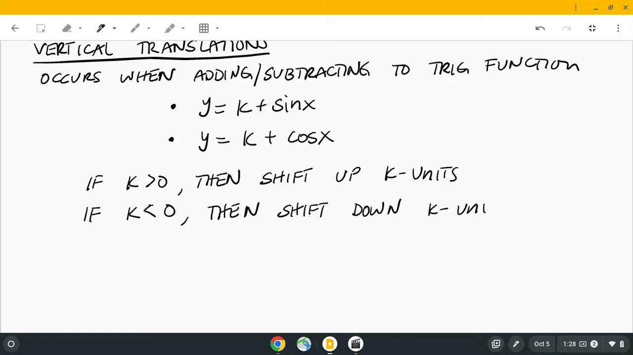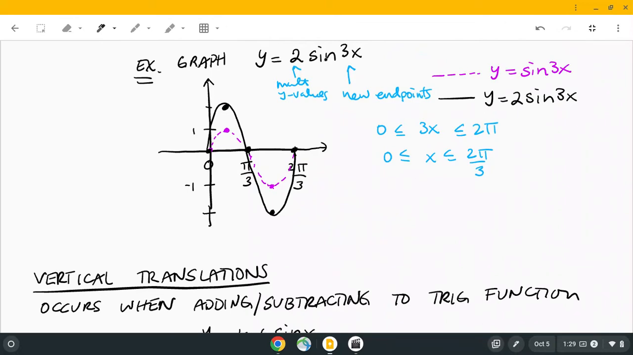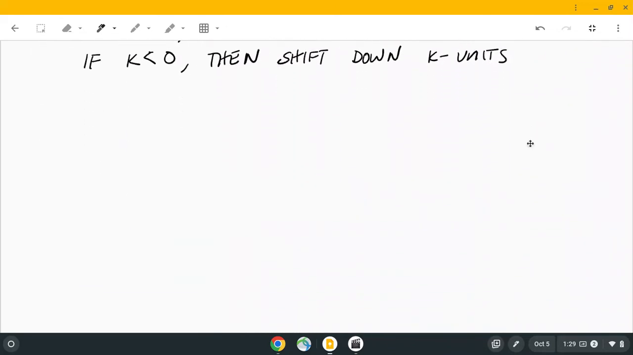Okay, so we're going to just focus on the shifting. We're not going to have anything multiplied here or here just yet. We'll do a couple where we just do shifting before we start throwing in these multipliers. All right, so let's do this first example. Let's graph y equals 2 plus sine x for 1 cycle.